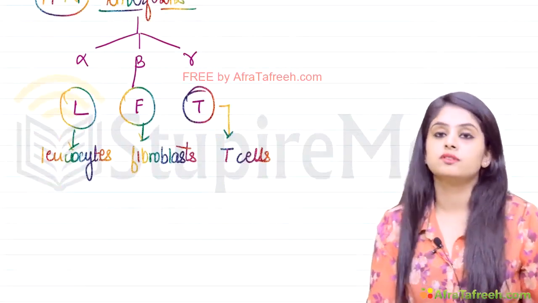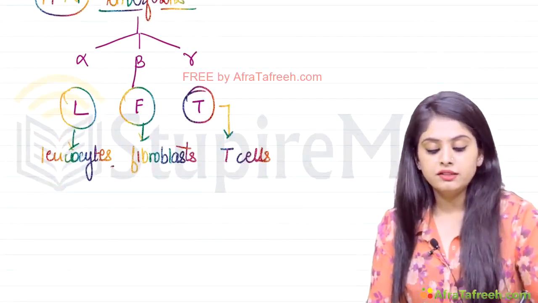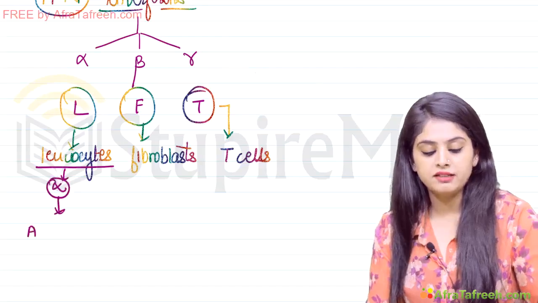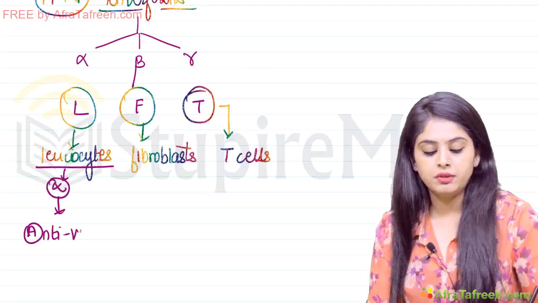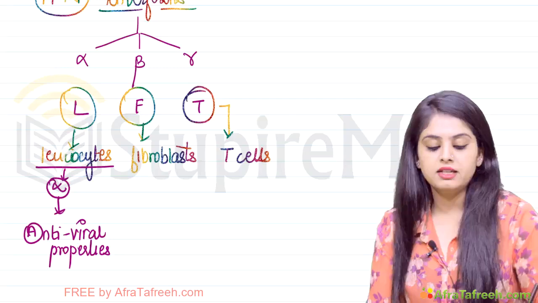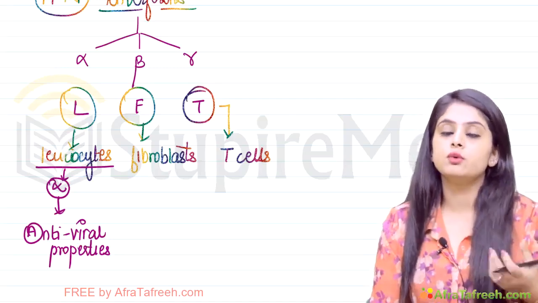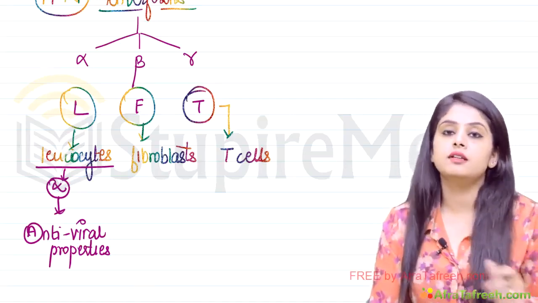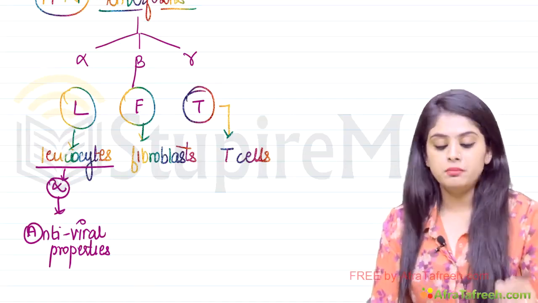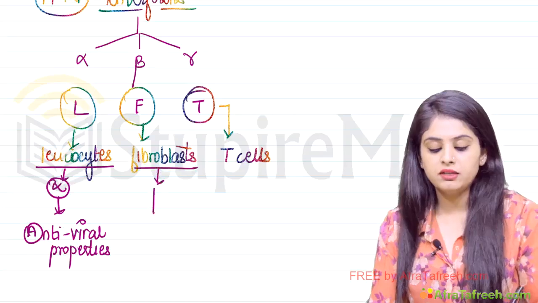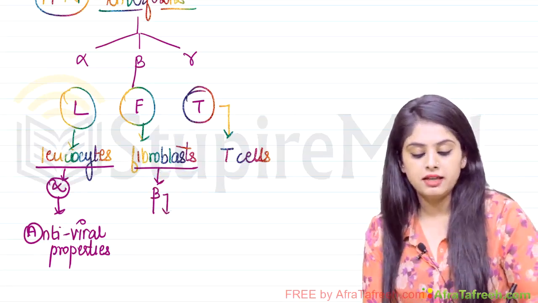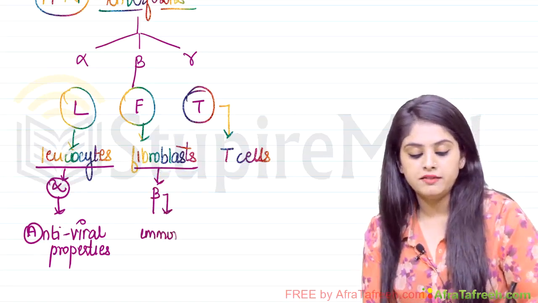What are their functions? Leukocytes release interferon alpha, so A for alpha, and this has antiviral properties. So if you want to treat any viral infection, which particular interferon would you want to elevate? Interferon alpha, because interferon alpha has antiviral properties. Interferon beta is coming from the fibroblasts, right? And this basically has an immunomodulatory effect.